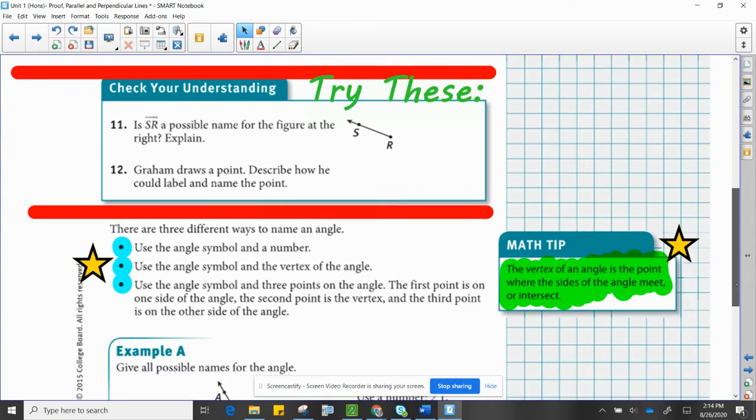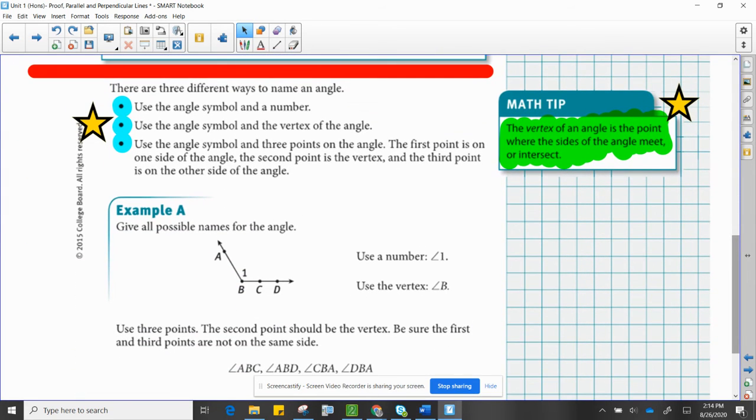Okay, so from here, I think we're going to skip 11 and 12 just for time. So let's move on to angles. So there's 3 different ways to name an angle. So I put a star here by this also because it's pretty important. You want to know how to name our angles.